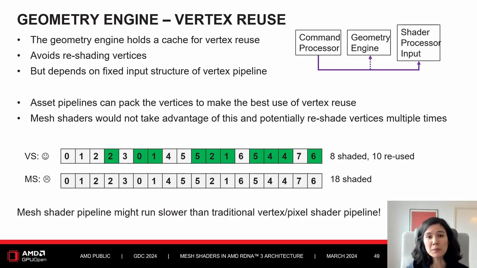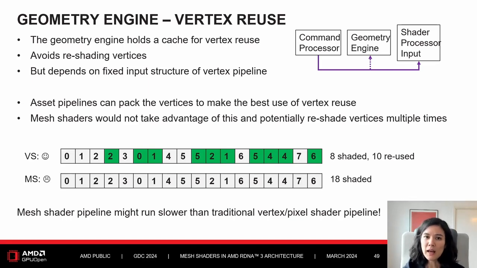But let's start with the Geometry engine, and what it's doing for vertex shaders. Because for vertex shaders, the Geometry engine has a vertex reuse cache. It's an optimization to avoid reshading vertices unnecessarily. It ensures that a wave only processes unique vertices. Existing asset pipelines try to take advantage of this vertex reuse cache and optimize the assets so that they make the best possible use of this cache.